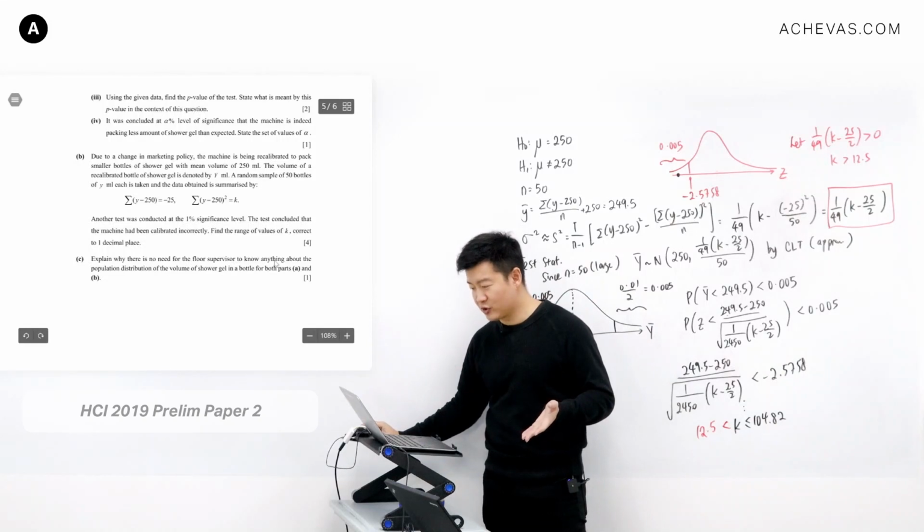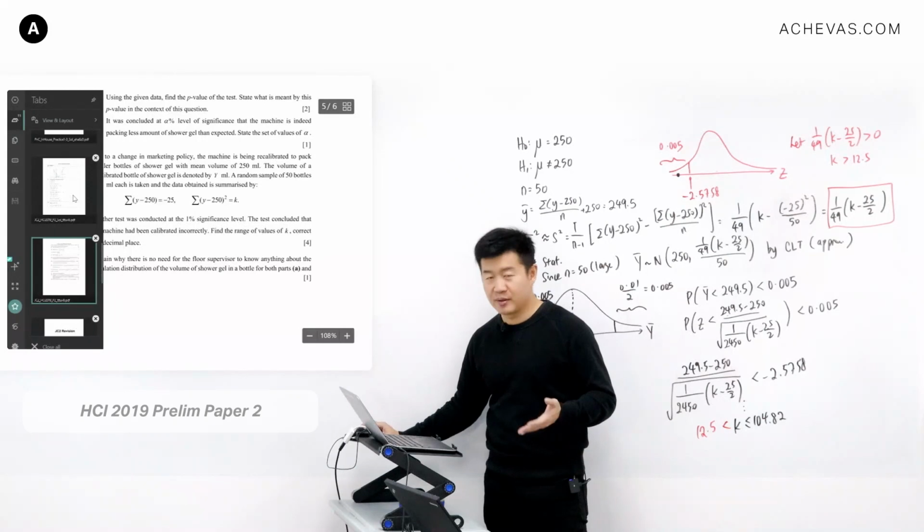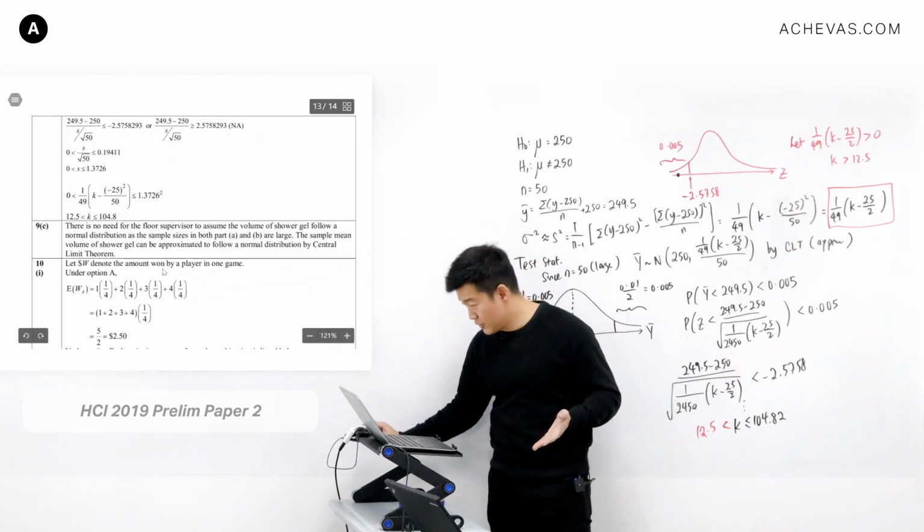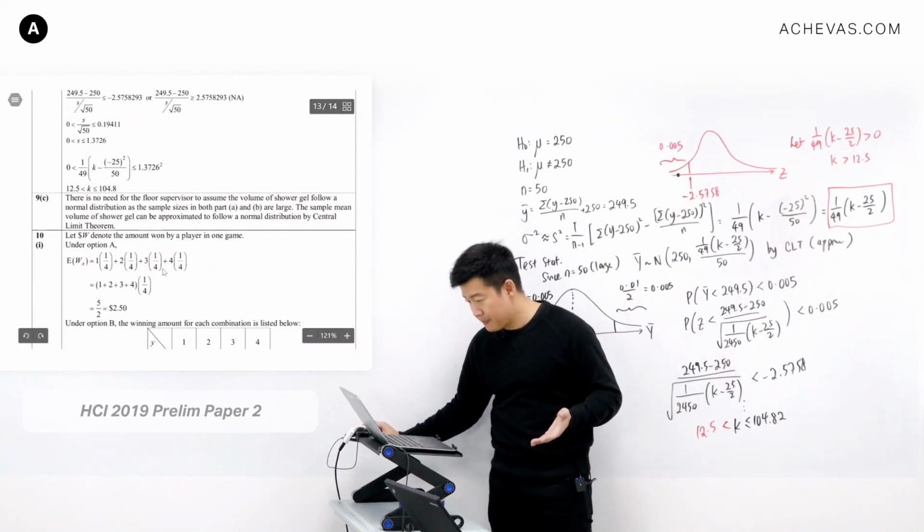Explain whether there's a need for the supervisor to say anything about the population distribution. Because n is large, we can apply the central limit theorem. Okay, the last part is very simple. Nothing much that I want to say about the last part.